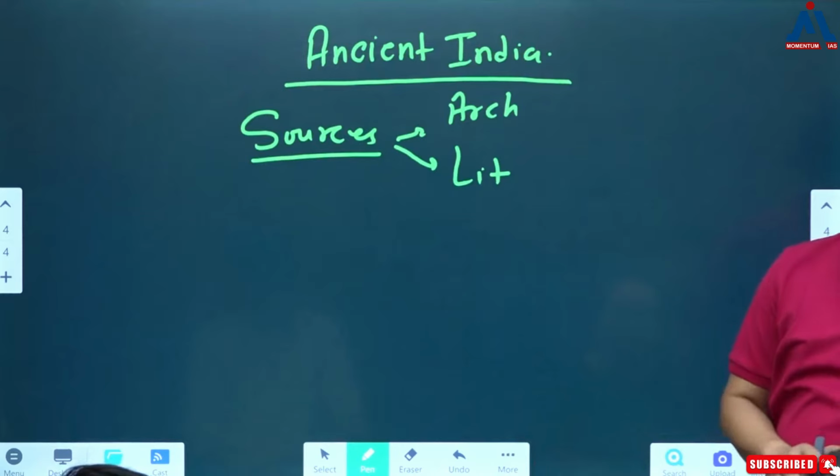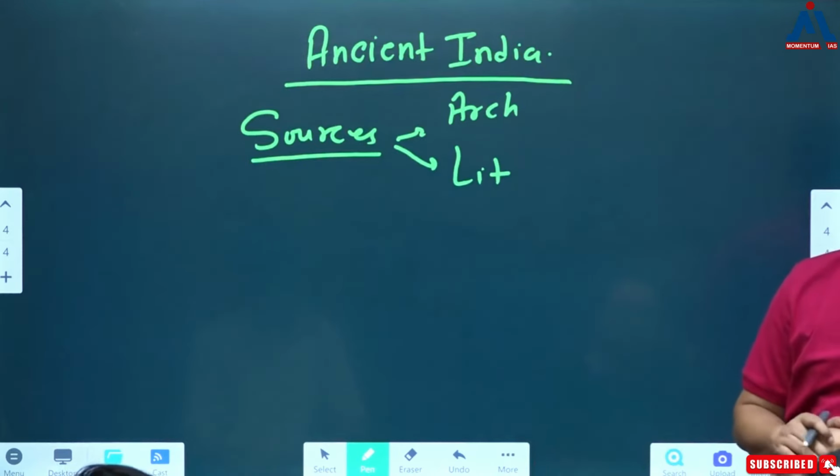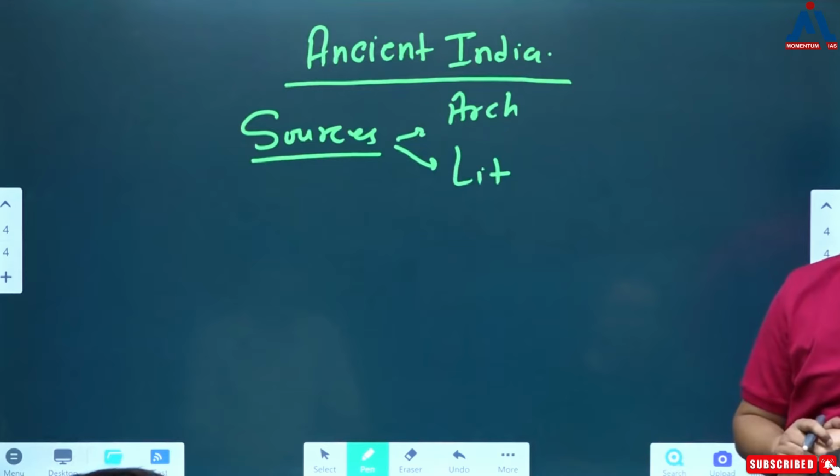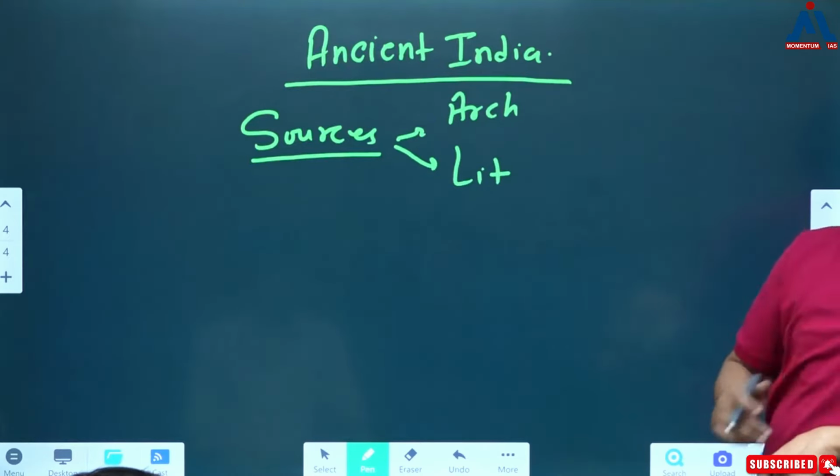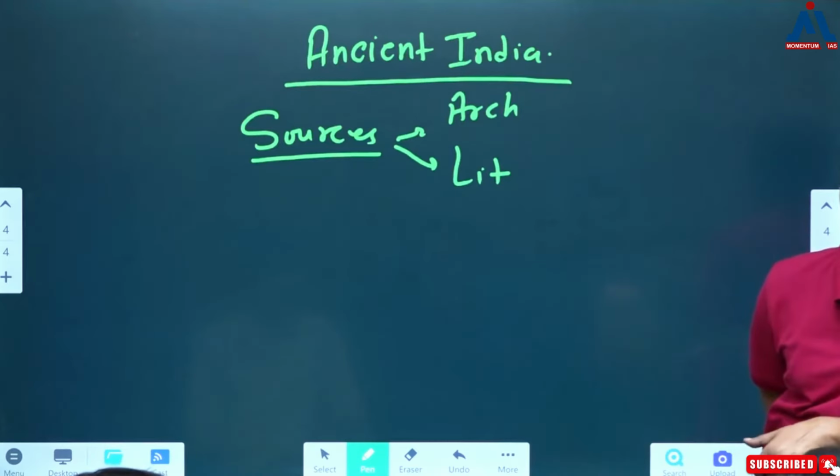When it comes to Indian history, what do you think? What sort of sources must have been given more preference while writing Indian history? Literary or archaeological? Archaeological. Anybody else? Literary. Yeah, Vineet. Literary. Can we lock it? How many of you are in favor of literary sources, and how many of you are in favor of archaeological sources?